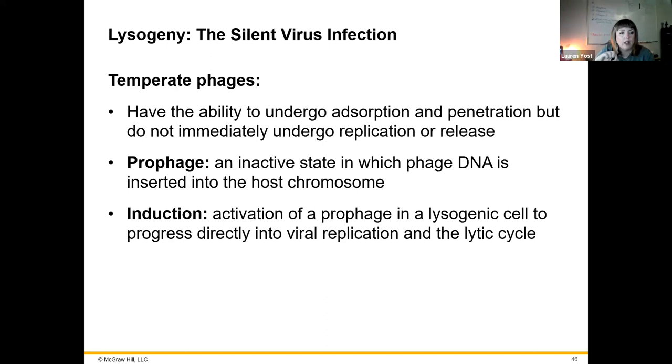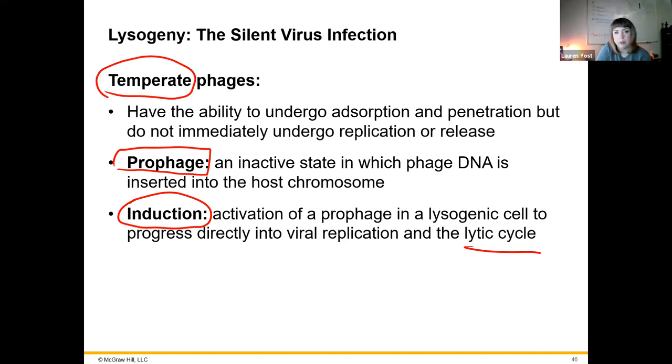Okay. Yes, we talked about the prophage. That is the insertion of that viral DNA into the bacterial genome. And then we have induction, which is the activation of that prophage that is in a lysogenized cell. And now we're switching back to the lytic cycle. So that's induction. This all occurs with phages that are temperate. Temperate phages can switch between lysogenic and lytic.